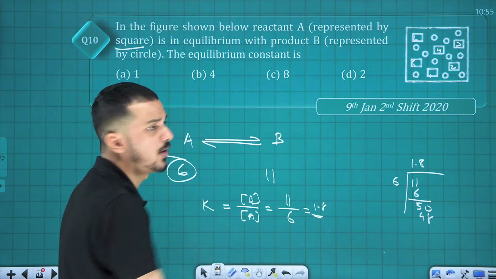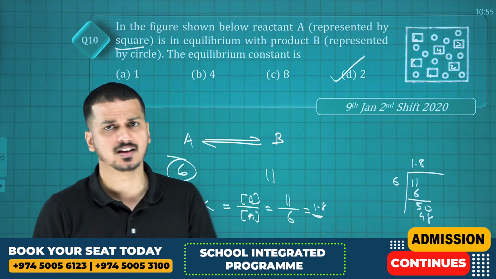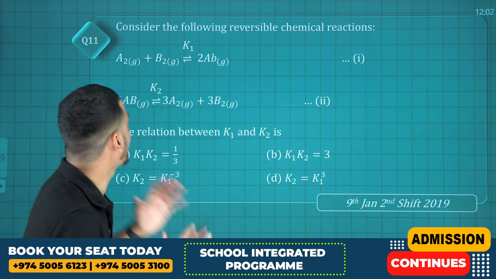Here there is no 1.8. So nearer to 1.8, the integer is 2. 2 is the correct answer. Clear, dears? So dears, this is the next question.